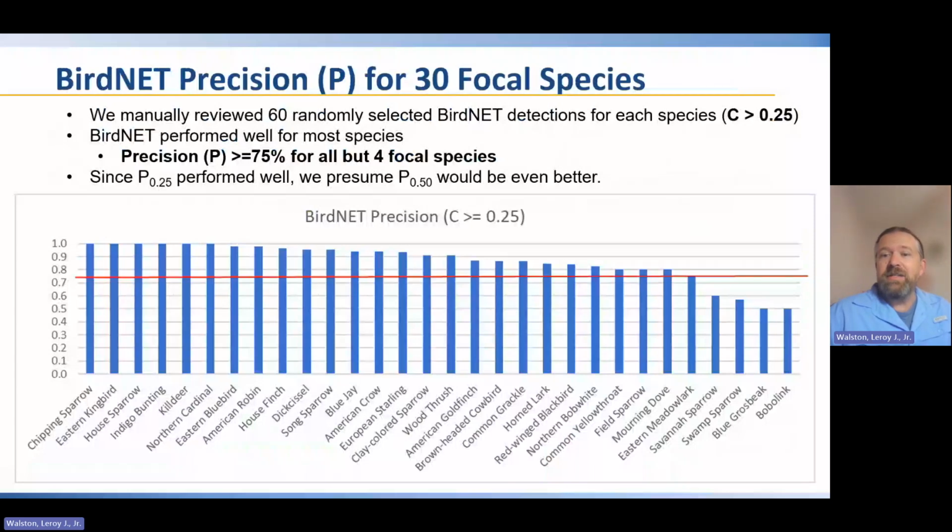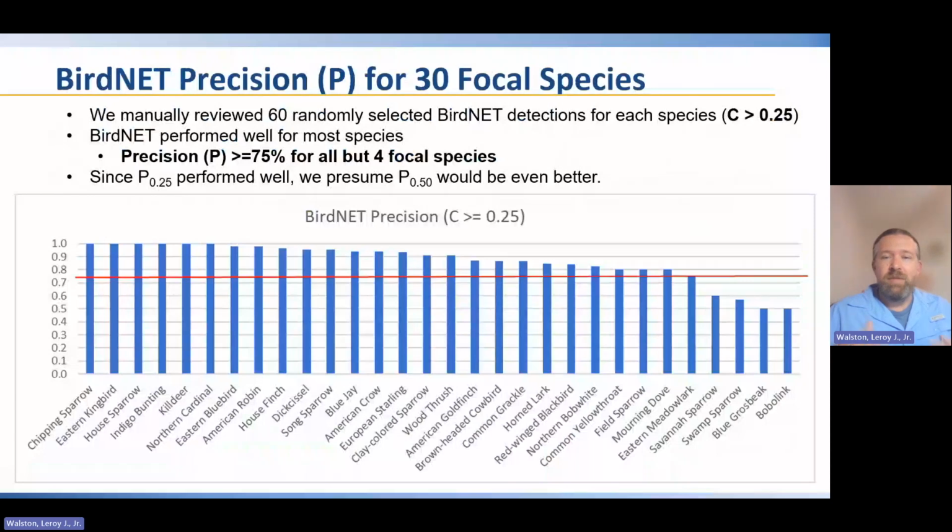But a key consideration is determining what is the key confidence threshold to use. And there's a trade-off here, because using a high confidence threshold could increase the number of false negative detections, but using a lower confidence threshold could increase the number of false positive detections.